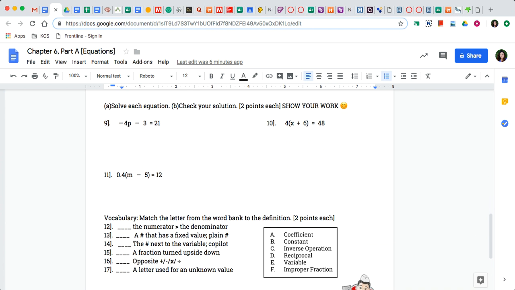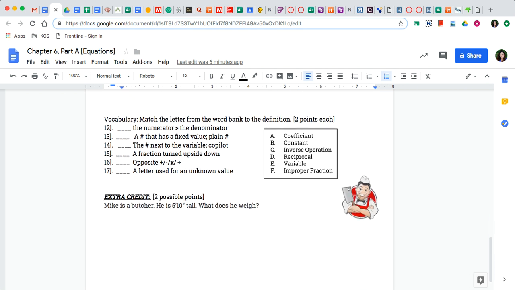All right, 9, 10, and 11, she gave you part A and part B. Make sure you're doing both. This is to ensure that you get it right. Part A is solve the equation. Part B is check your solution. 2 points. Show your work.